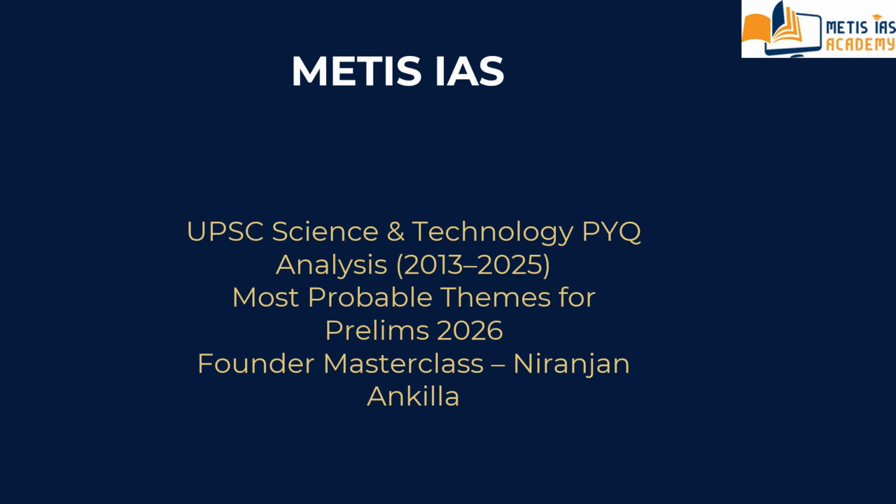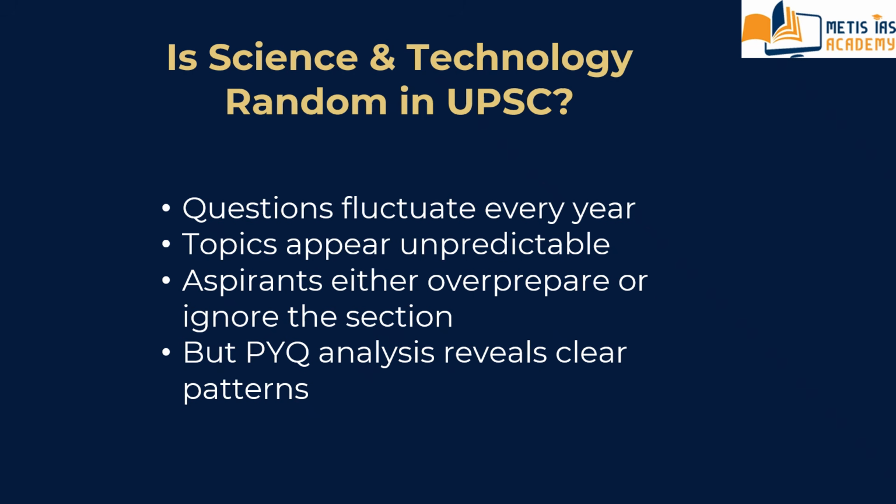Over the last decade, UPSC has asked dozens of science and technology questions in the prelims examination. But if you analyze those questions carefully, something surprising appears. Most of them actually come from a small number of technological ecosystems. And once you recognize those ecosystems, the science and technology section becomes far more predictable than most aspirants realize.